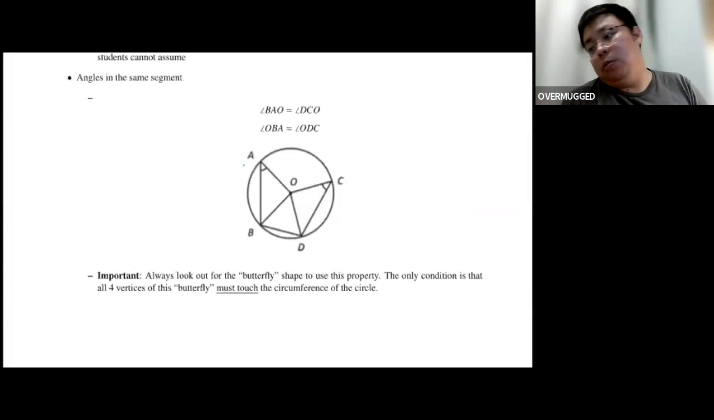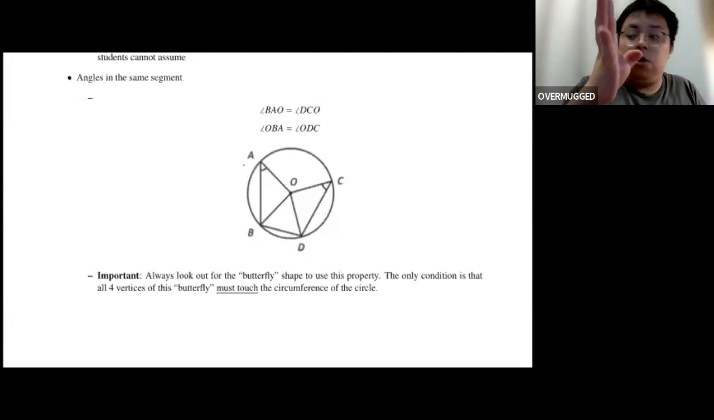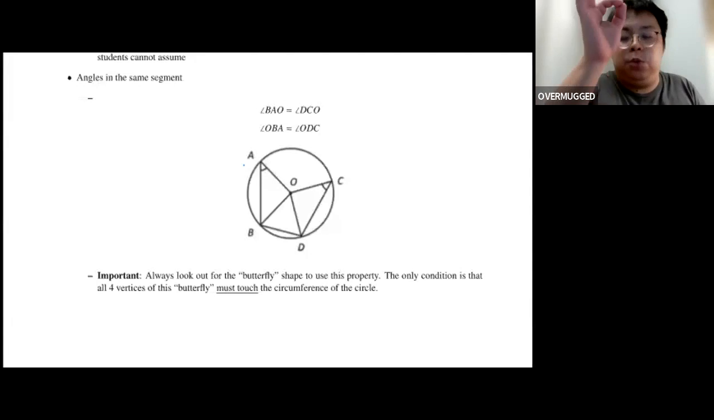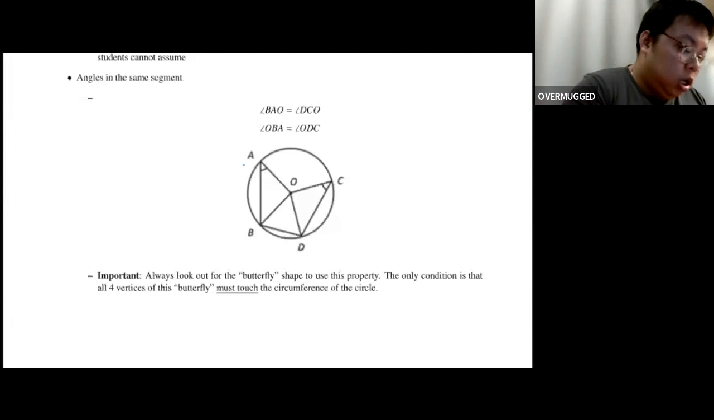So we always look out for the butterfly, and you must remember the condition for the butterfly. All four corners of the butterfly must touch the circumference of the circle. It cannot be hanging anywhere in the middle or on the outside. It must be on the circle.